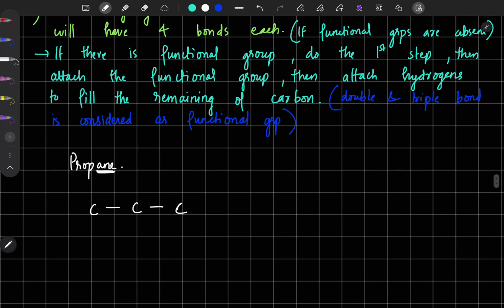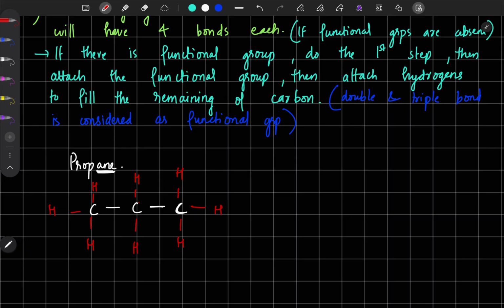Look at this carbon, how many bonds is it having already? It is having 1 bond already. Now what you can do? Attach 3 hydrogens so that this carbon will have 4 bonds. Easy, right? Now look at the center carbon. That carbon is having 1 bond here, another bond here, so it only requires 2 more bonds. So attach 2 hydrogens. Easy, right? This carbon is already having 1 bond, so attach 3 more hydrogens. Now you got the structure of propane.